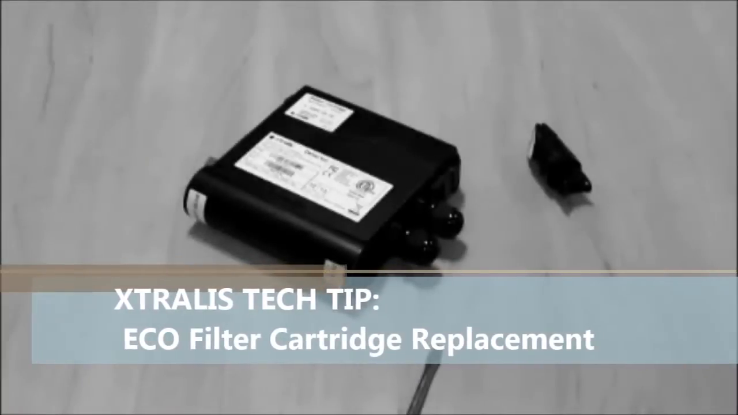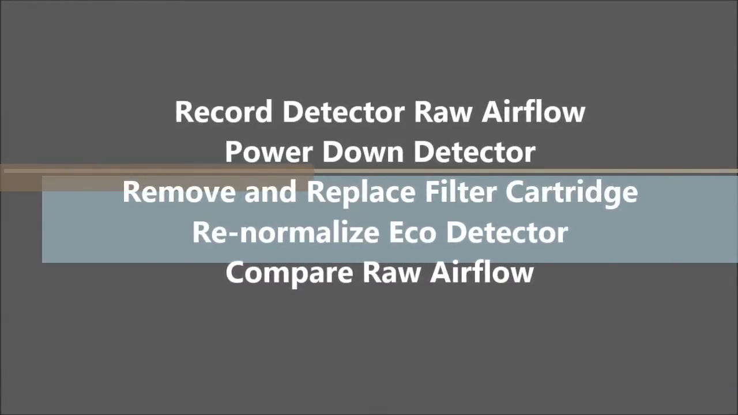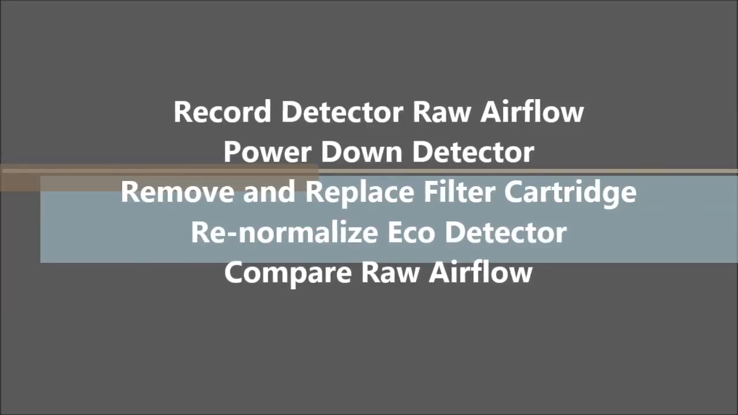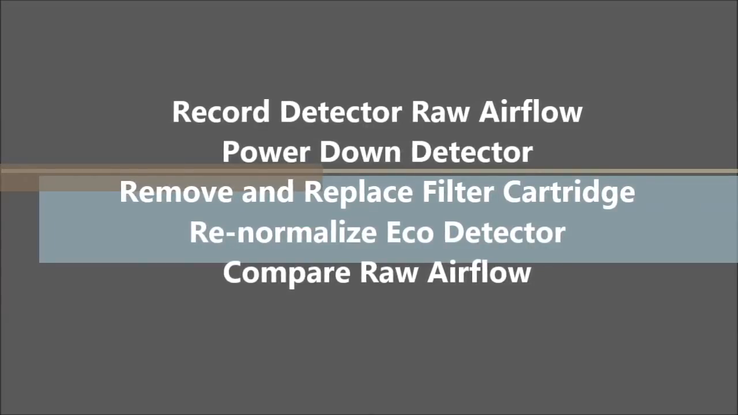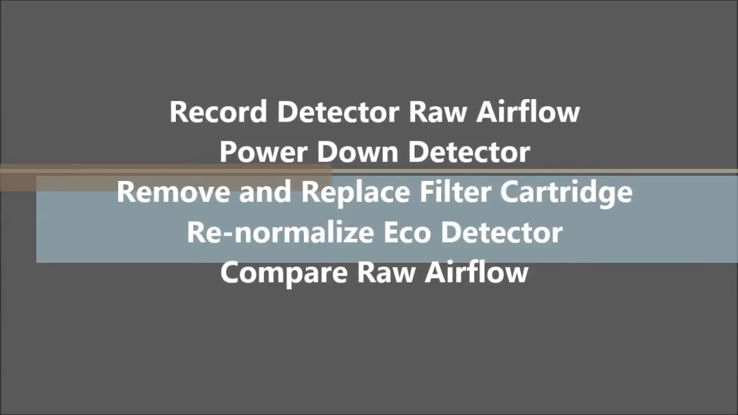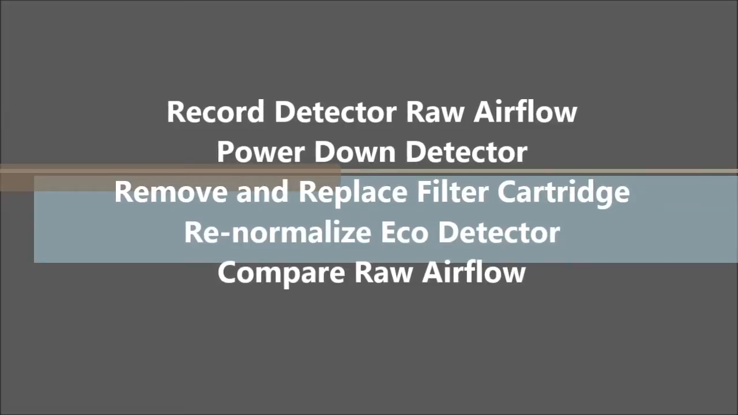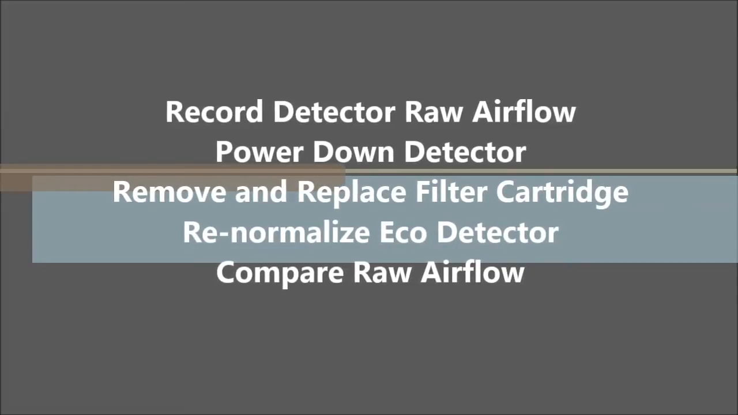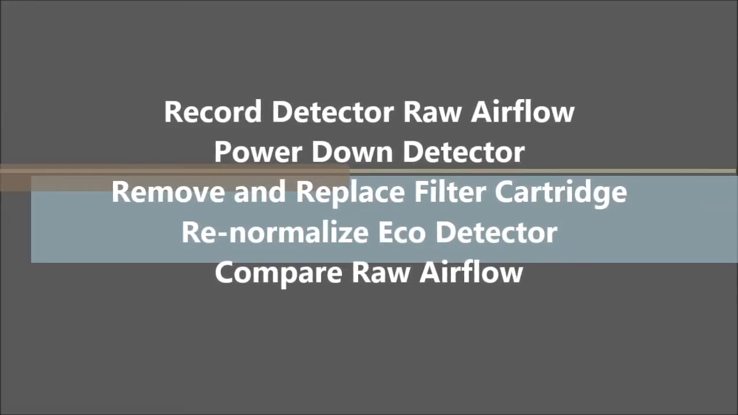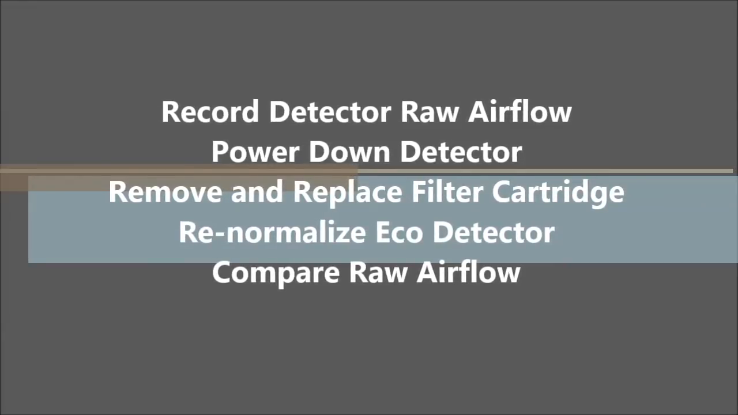Eco filter cartridge replacement can be done on the pipe or off the pipe. Replacement consists of 5 steps for detectors in service, 1 step for those that are uninstalled. First, record the detector raw airflow for comparison to post-filter replacement. Then power down the detector, remove and replace the filter cartridge, and renormalize the eco detector. Compare raw airflow to the previous setting.